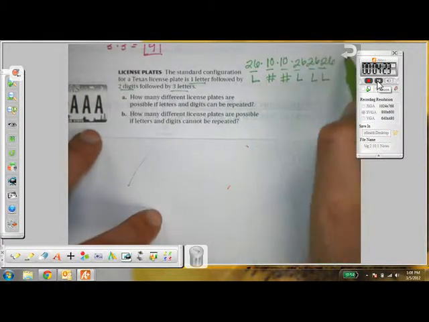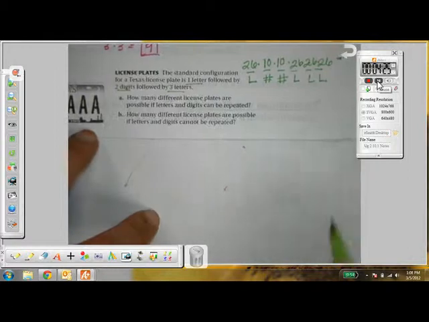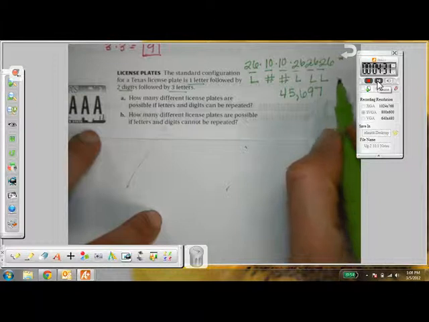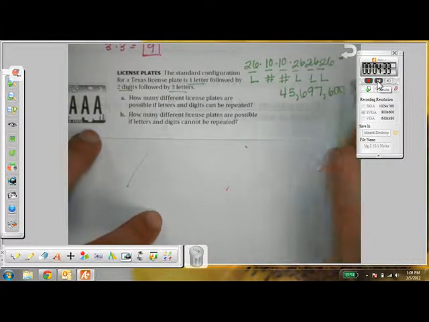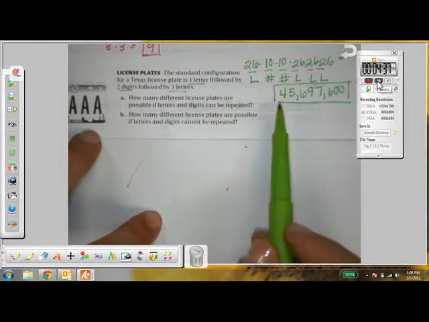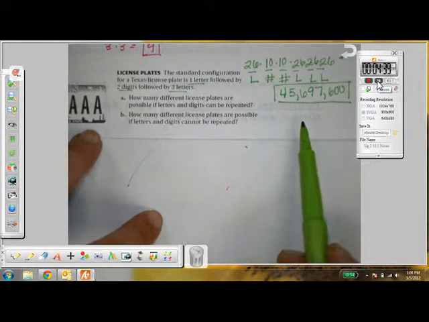You can use a calculator. I will give it to you. It is 45,697,600. So if these are the parameters for choosing a license plate, that's how many different license plates we could make.